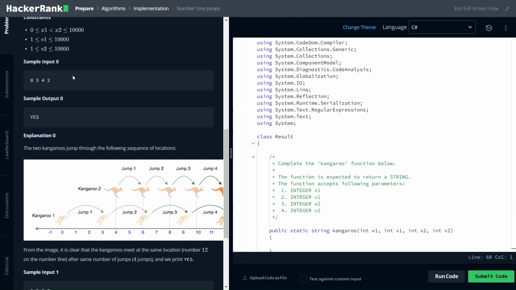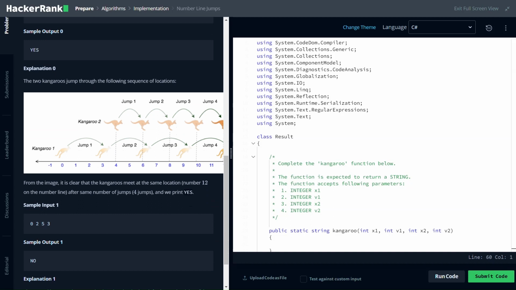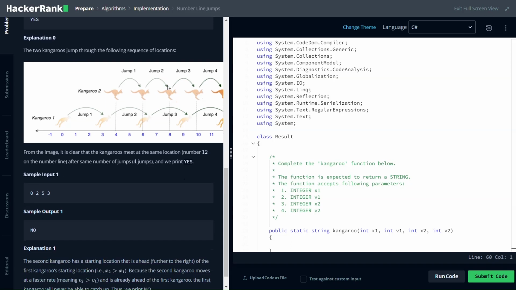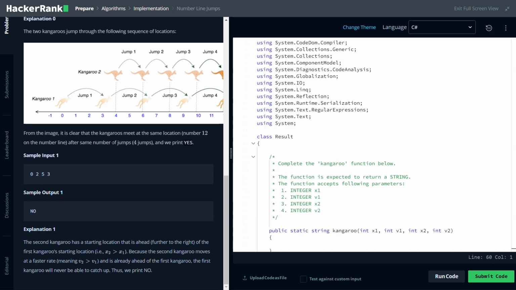So for input 0 3 4 2, the output is yes. The explanation: the 2 kangaroos jump through the following sequence of locations. From the image, it is clear that the kangaroos meet at the same location after the same number of jumps, and we print yes.